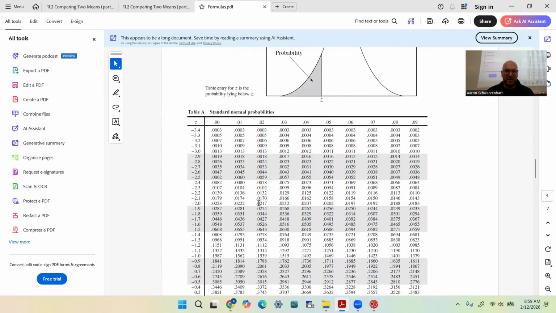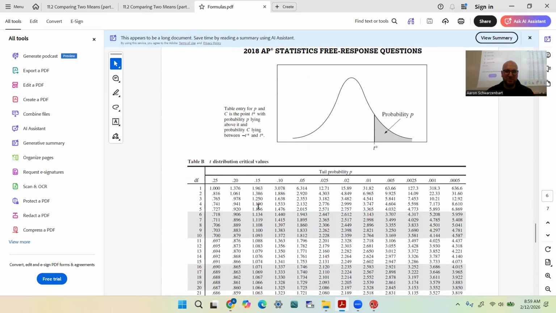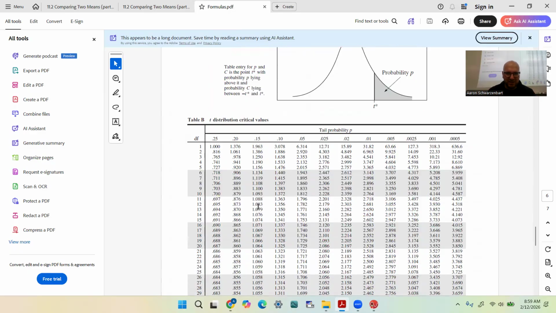If we're looking for a 95% confidence interval, that's the T table. Looking at our 9 degrees of freedom, 95% is going to have 0.025 on the upper tail because it's 0.025 on each of the two tails. Confidence intervals are always two-tailed.